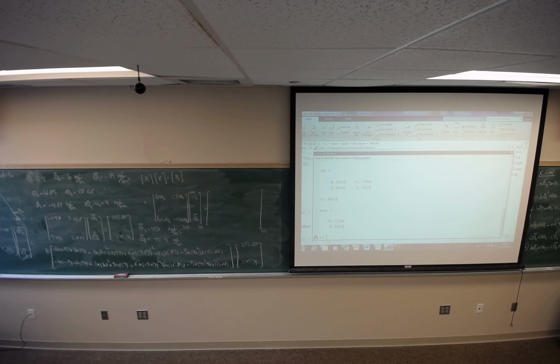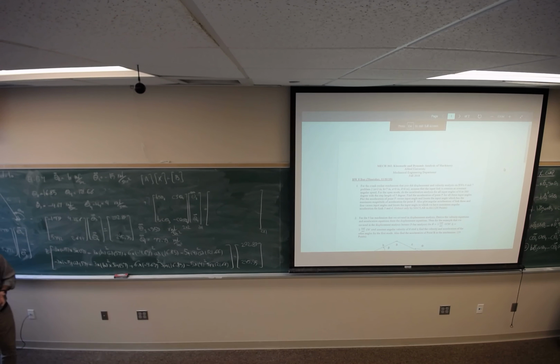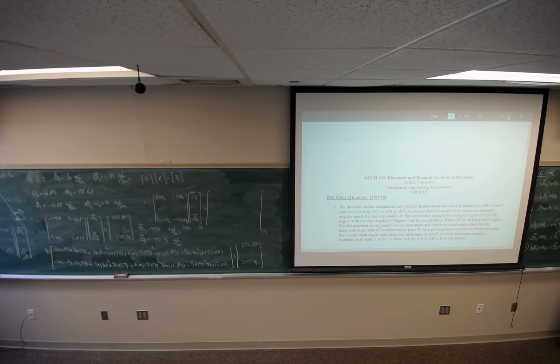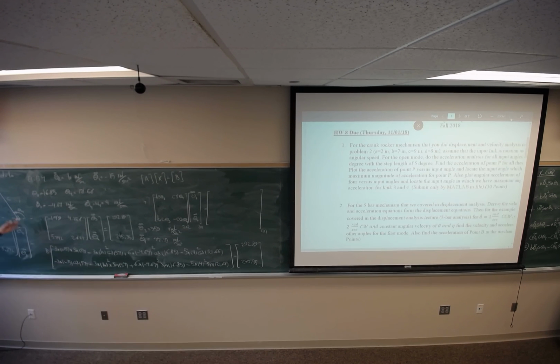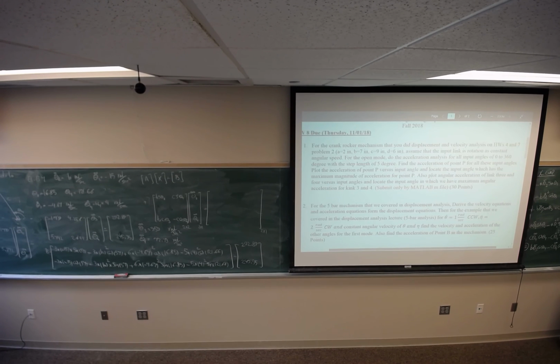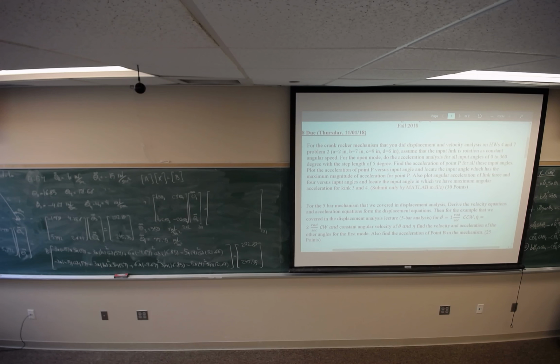All right, let me look at the homeworks. The first problem is a four-bar crank rocker, something like this. In homework 4 and homework 7, you wrote the code to do the velocity and displacement analysis for this.